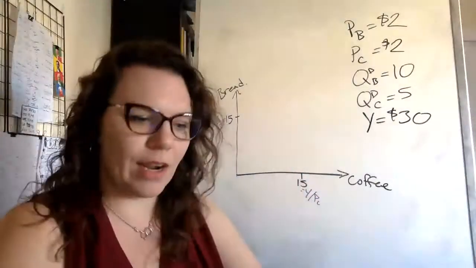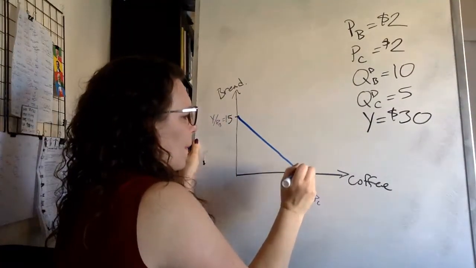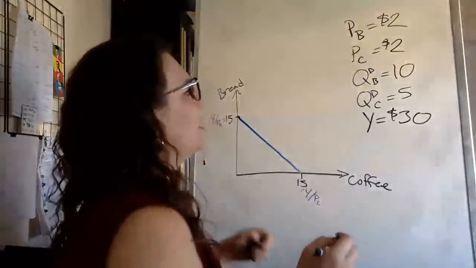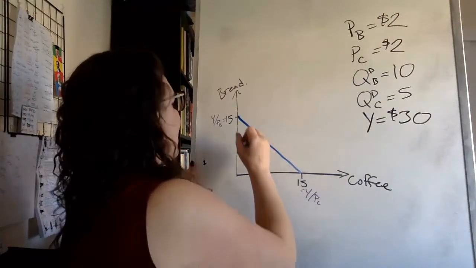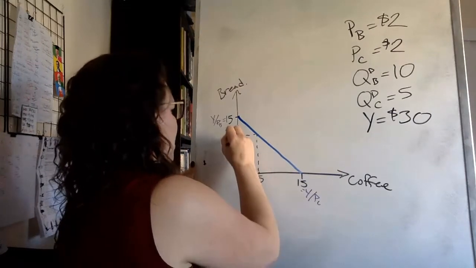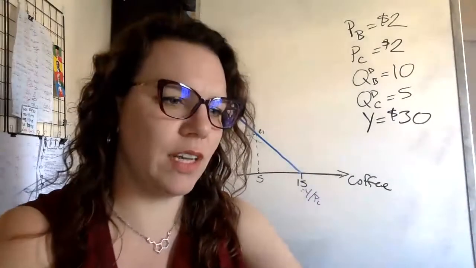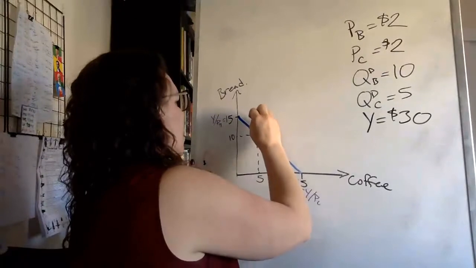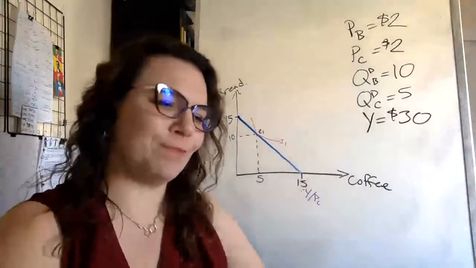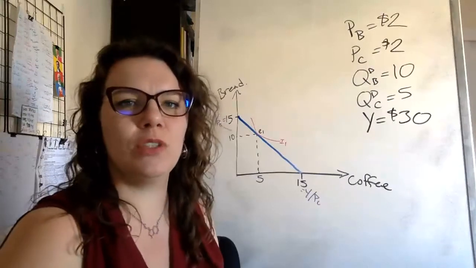So now we want to put our budget line in. And then add in our consumer's optimal bundle, which is going to be 5 cups of coffee and 10 loaves of bread. And I'm going to label that E1, and I'm even going to throw an indifference curve in there, because I always want an indifference curve. Cool. So that's part A. Graph the budget line and consumption point for the consumer, E1.